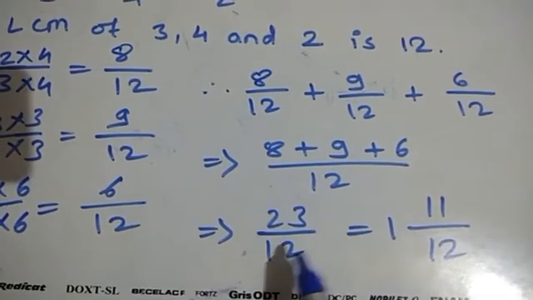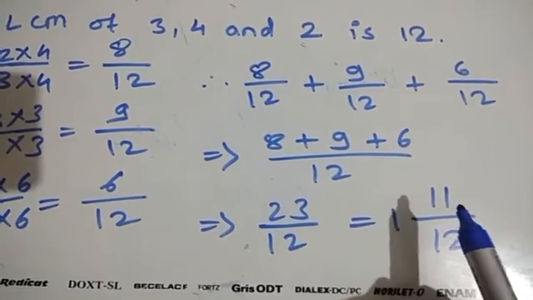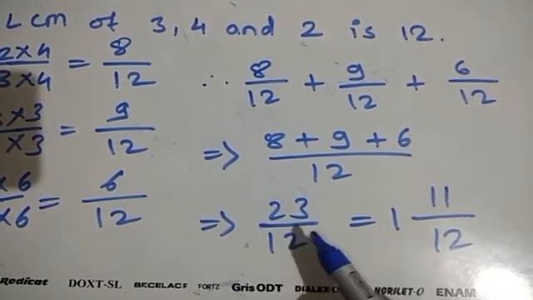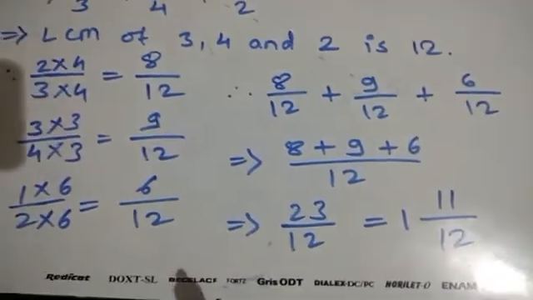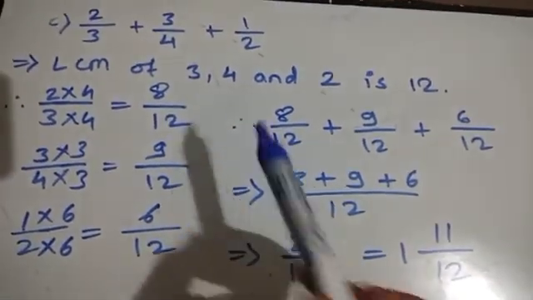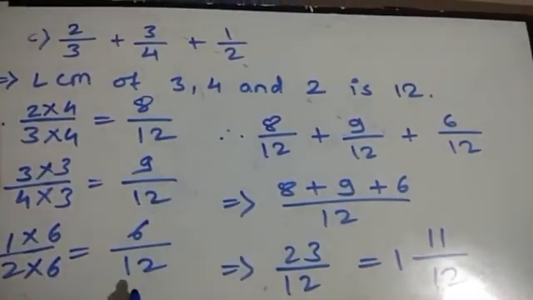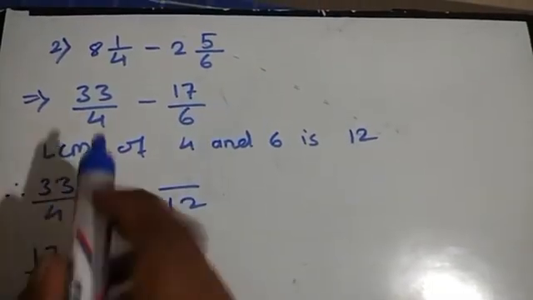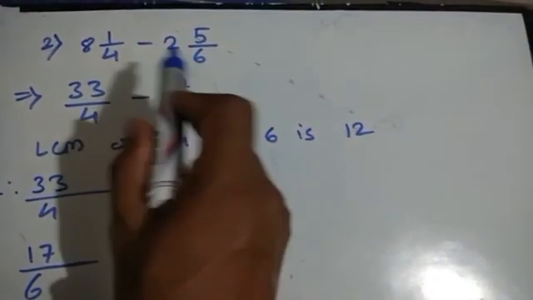Now 23 upon 12 is nothing but 12 ones are 12. 12 plus 11 is 23. We write this improper fraction as a mixed fraction. So therefore 1 and 11 upon 12 will be the answer of this question, or we can say the sum of these 3 fractions. In this question, students, you can see 2 mixed fractions. We have to subtract them. So this problem is also very simple.